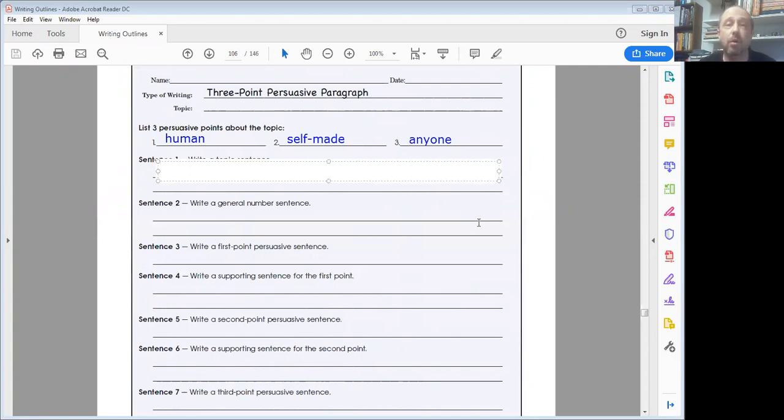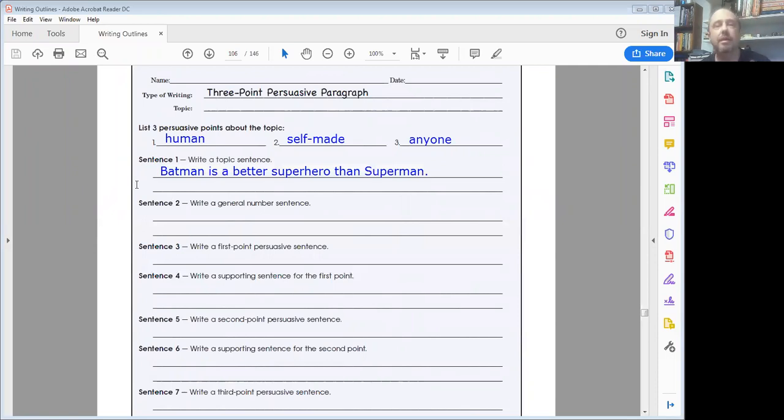So I'm going to just say Batman is a better superhero than Superman. Boom. That's my topic sentence, right? It is clear. It is unambiguous. I'm not saying I believe or I think. No, I'm just saying Batman's a better superhero than Superman. And I'm going to lay out my reasons why. And at the end of that, you might agree with me. You might not. That's fine. That doesn't matter, right? But I've made my claim.